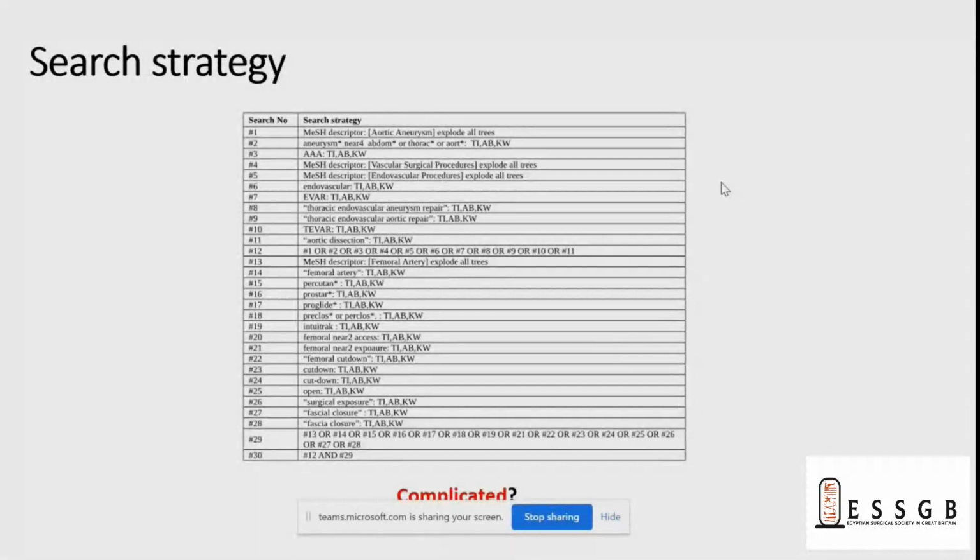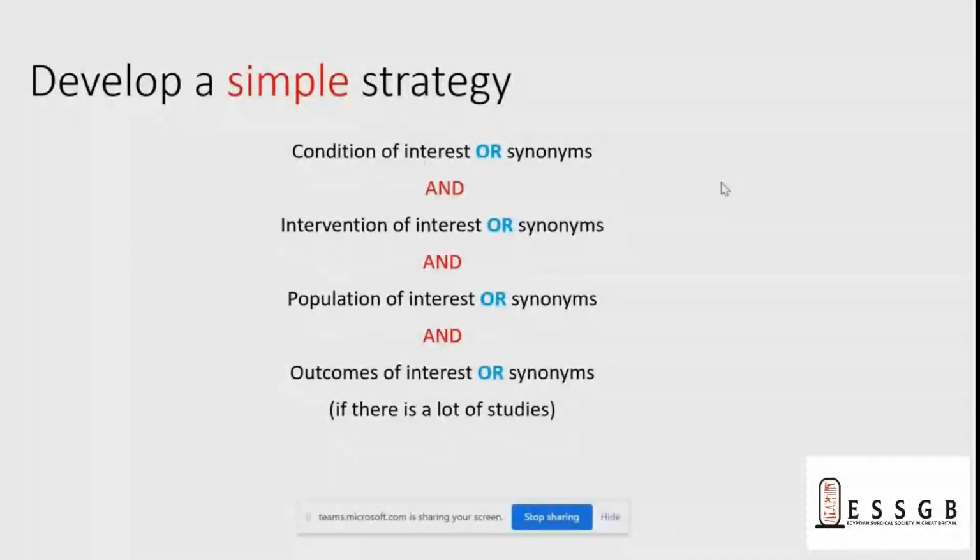So the simple search strategy is consistent with the PICO format again. So condition of interest, intervention, population, and outcome. Sometimes you don't necessarily include all of them, just condition and intervention should be okay. But the most important point I would like to highlight here is to be familiar with the concept of OR and AND. So we are going to go through some examples now so that it makes sense to you if you are not already aware of that.